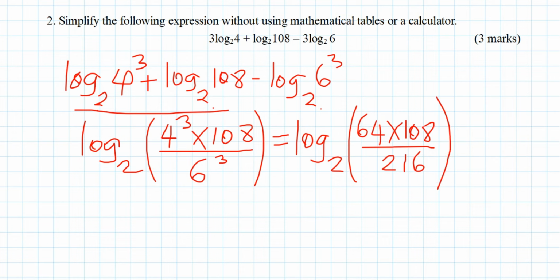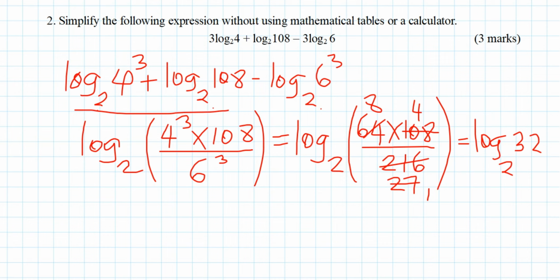So when we simplify the number, we know that 216 divided by 8 is going to give us 27, and 64 divided by 8 is going to give us 8. We simplify further. We divide by 27: 108 divided by 27, we get 4. And so consequently, this is going to be equivalent to the log to base 2 of 32.